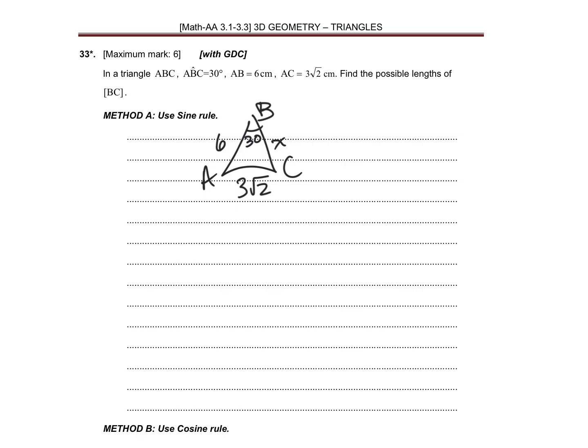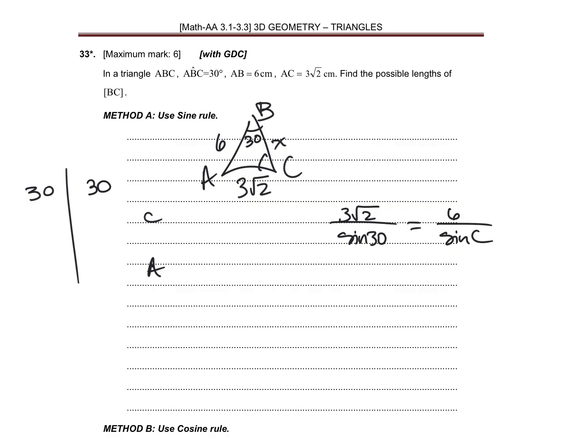So we need to find this angle first. So we've got 3 root 2 over sine 30 equals 6 over sine C. Okay, 30, 30, and then C comes next, and then A. All right, so we've got 3 root 2, sine 30 is 1/2.